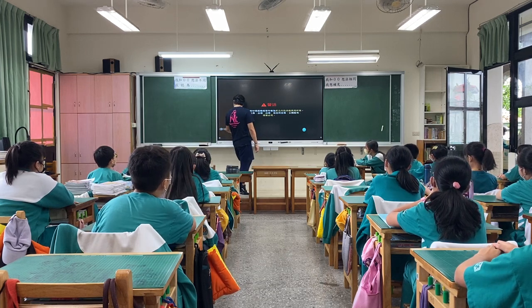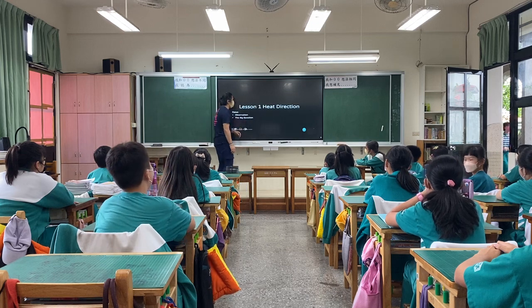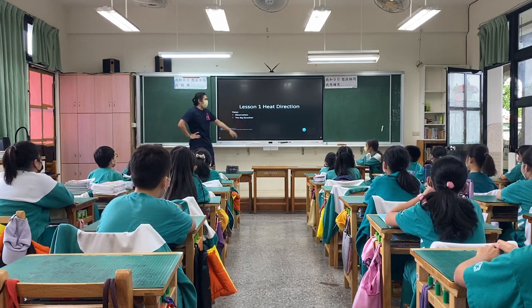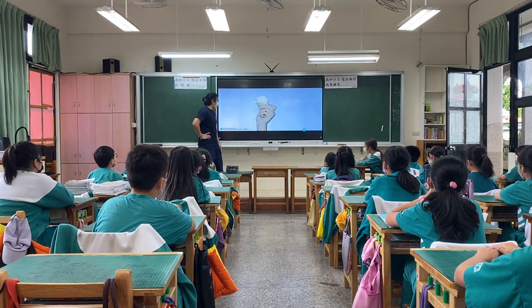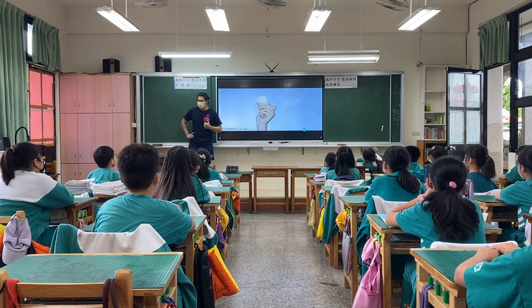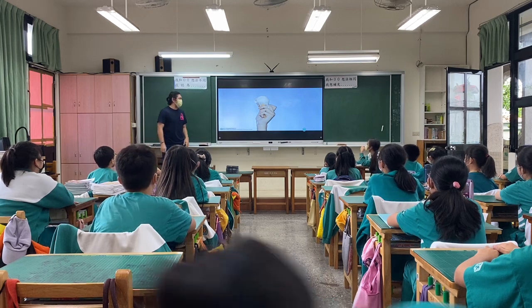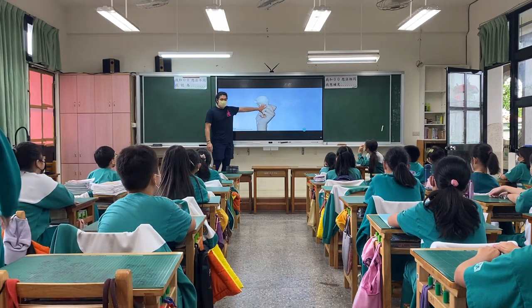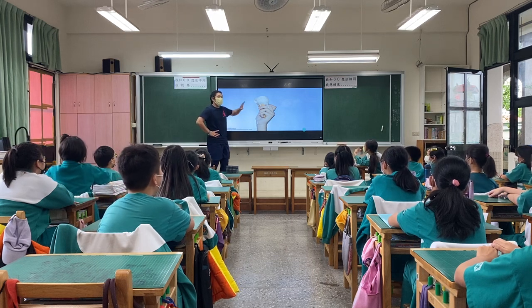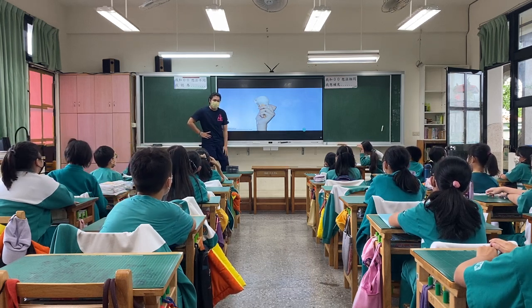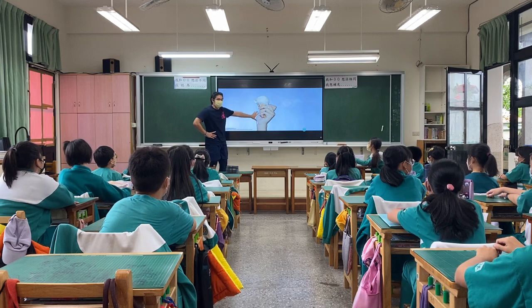Now, lesson one, let's talk about key direction. First, let's take a look at the picture. What is in the picture? Ice cream. Yes, this is ice cream and it is doing what? What is the ice cream doing?